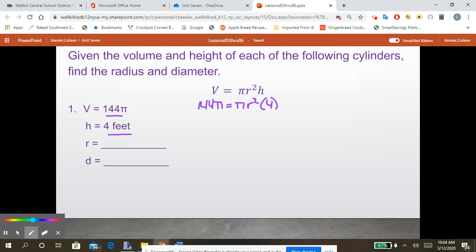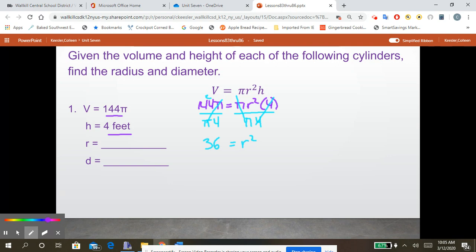So we're going to divide both sides by pi and 4 to isolate the r squared because we're hoping to find the radius. When I do that, the pi and the 4 cancel out on the right, pi cancels out on the left. We get r squared equals 144 divided by 4. 4 goes into 14 3 times with 2 left over, and 4 goes into 24 6 times. So r squared equals 36.